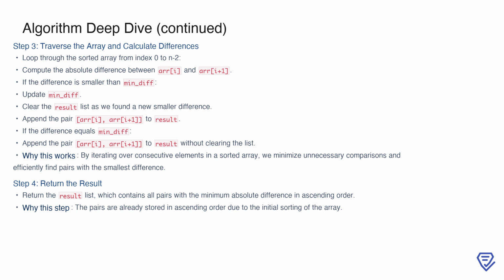If the difference matches the current min_diff, we simply append the pair to result without clearing it, as it shares the same minimum difference. This process ensures we efficiently identify all pairs with the smallest absolute difference by focusing only on consecutive elements in the sorted array. Finally, we return the result list, which contains all valid pairs in ascending order. Sorting the array initially guarantees that these pairs will already be in the correct order.